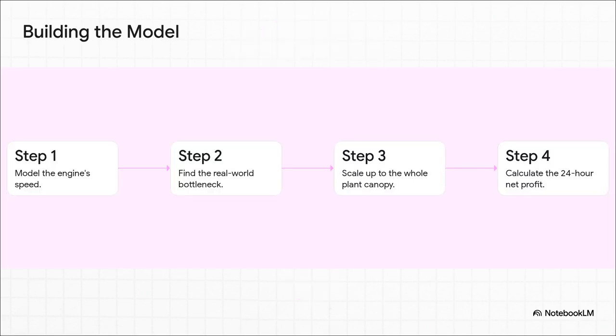So, here's our game plan. We're going to start super small, right down at the level of the plant's tiny biological engine. Then we'll figure out what's actually limiting its performance, the bottleneck. From there, we'll zoom out and scale this up to the whole plant. And finally, we'll do the accounting to see if it made a profit over a full day.